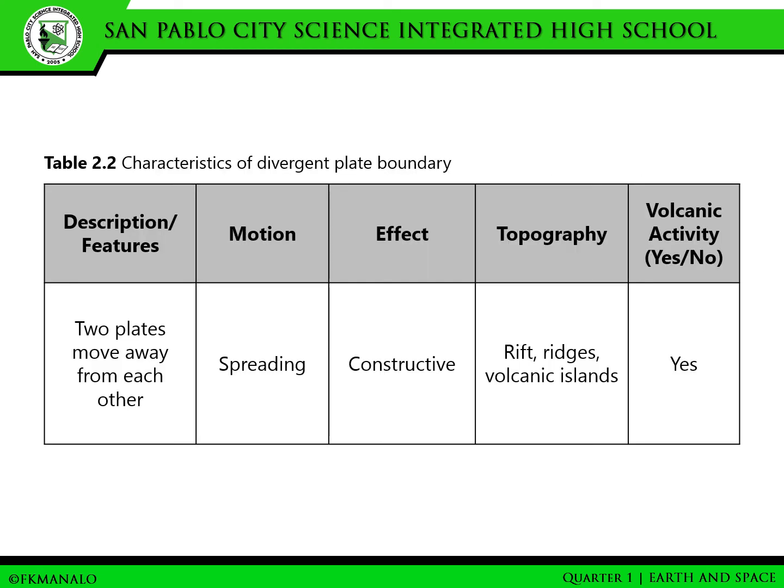Divergent plate boundary happens when two plates move away from each other. Thus, the motion is spreading. The effect is constructive. As hot molten materials underneath come out and cool down, they form the new seafloor. This primarily happens in the divergent plate boundary. These form rifts, ridges, and volcanic islands. Divergent plate boundary is associated with volcanic activity.